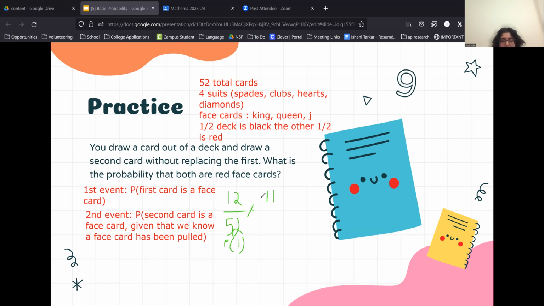Oh yes, sorry. The probability that they are both red face cards. I misspoke. There are actually 6 out of 52, and then 6 minus 1, which is 5 over 51.